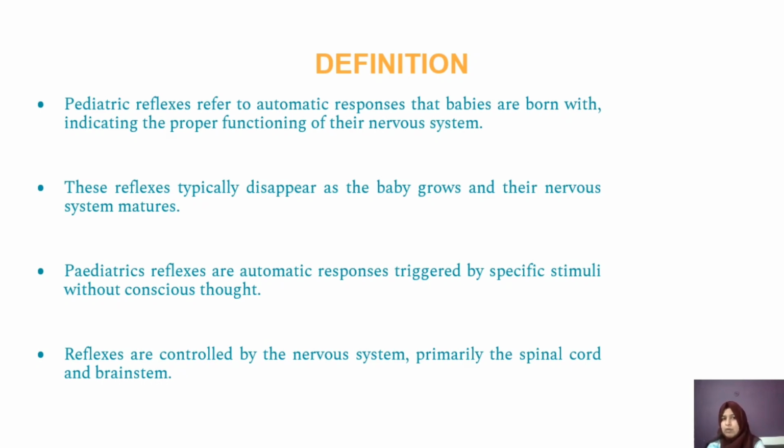But it's not true in all the cases. The onset and the integration period of all the pediatric reflexes are different, but they indicate the proper functioning of the nervous system. These reflexes typically disappear as the baby grows and their nervous system matures. It means some pediatric reflexes are there when the baby is born, and they disappear as the baby grows, which is a clear indication that the nervous system is functioning well.